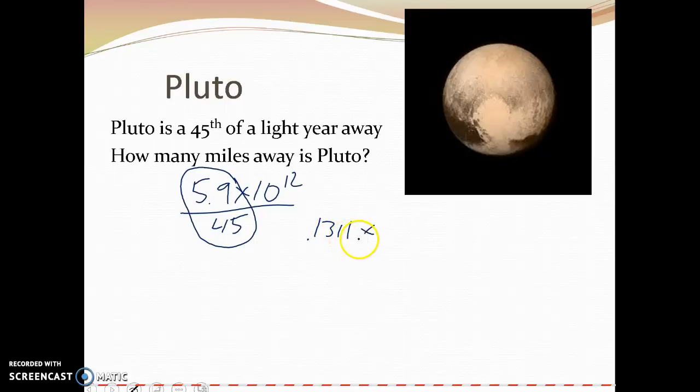0.1311, and then I still have times 10 to the 12th power. Now, this is a correct answer, but it's not in scientific notation. I would want to put it as 1.311 times 10 to a power.